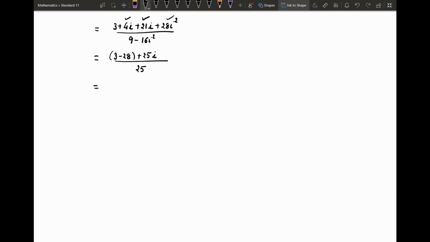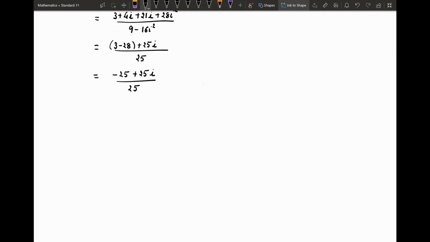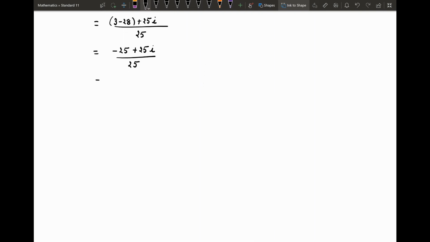So this is minus 25 plus 25i upon 25. So in a plus ib form, divide each term by 25. So this is minus 1 plus i. So the given complex number is minus 1 plus i.